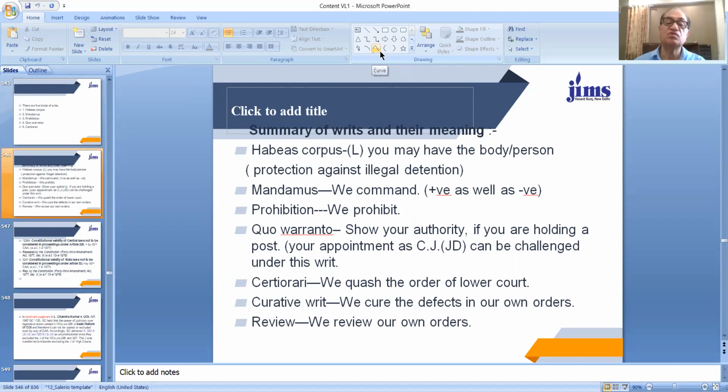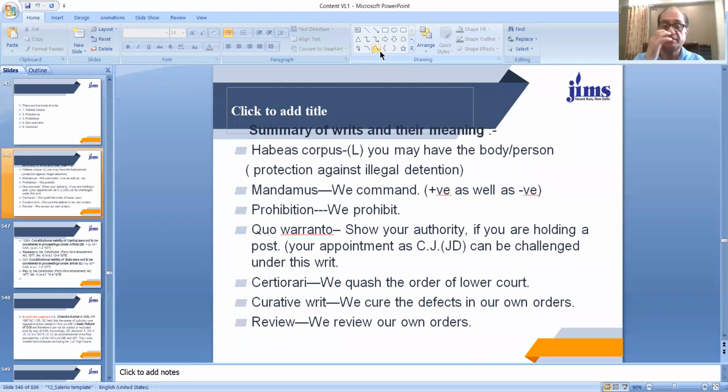If you are holding a post, say, for example, your appointment is done as Civil Judge Junior Division, but your LLB degree was not complete on the day of joining. So your appointment as Civil Judge Junior Division can be challenged under writ of quo warranto. Then comes certiorari. We quash the orders of the lower court.